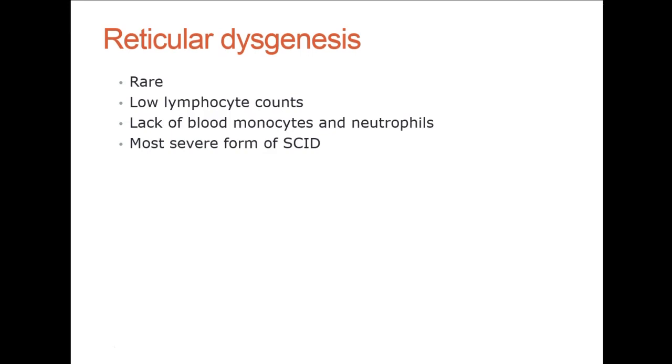The next one is reticular dysgenesis. This one is rare. We see low lymphocyte counts, a lack of blood monocytes and neutrophils, and usually the most severe form of severe combined immunodeficiency here. Life expectancy is not great.